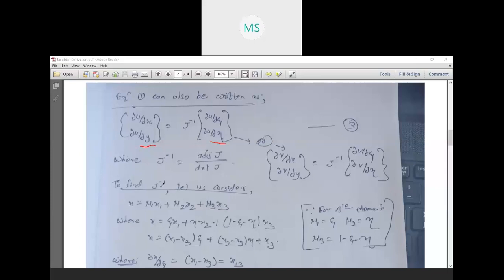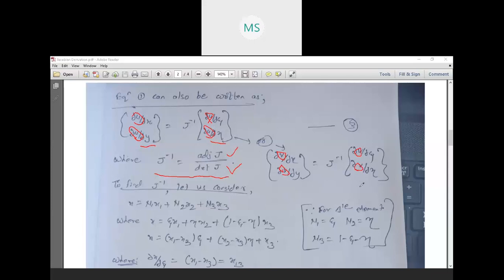But we know that the inverse of any matrix is the adjoint of that matrix divided by the determinant of that matrix. Correct? So adjoint of J divided by determinant of J. Now, what we are doing here is for u. If you see, only one direction, that is the x direction, I am considering. I want to tell you that we can have the same thing in the y direction also. Can you see this? There is not much difference.